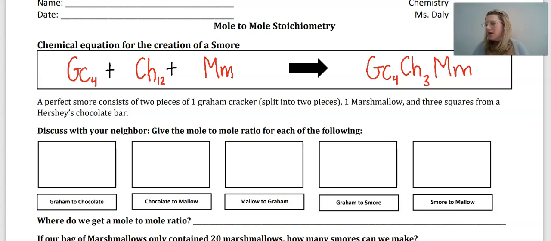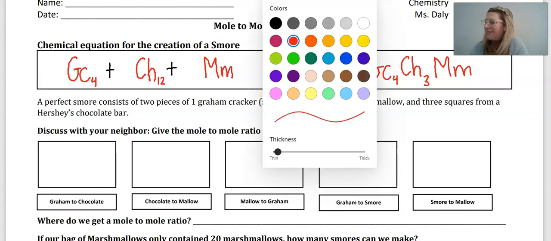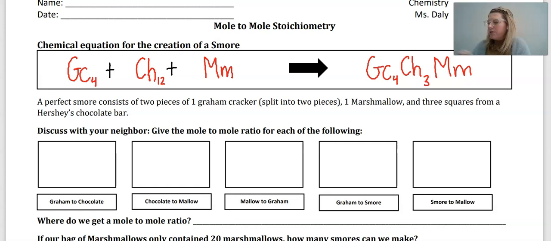And so this is now our new chemical formula for a s'more: GC4, CH3, Mm for marshmallow. Now this equation isn't balanced, and we do need to balance it appropriately. So let's go ahead and balance this chemical equation. If you look, our graham crackers are balanced, our marshmallows are balanced, but our chocolate is not balanced.